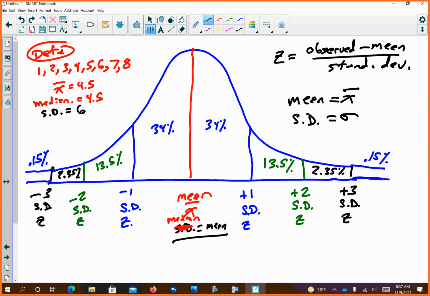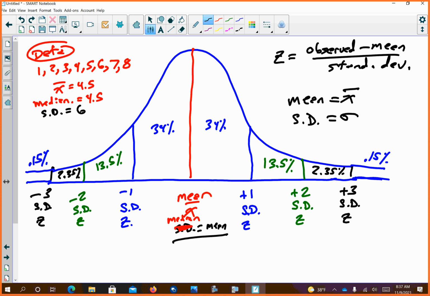68% of our information should have fit within 1 standard deviation of the mean. Because my standard deviation is so large in comparison to our numbers, 100% of our data would fit in between these two. And that's not what you want. You want only 68% of your information here.